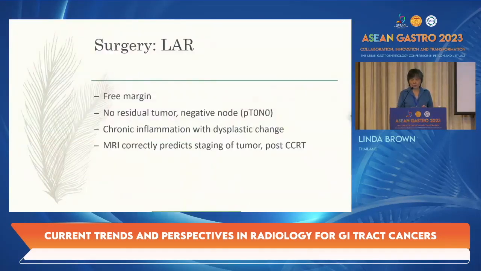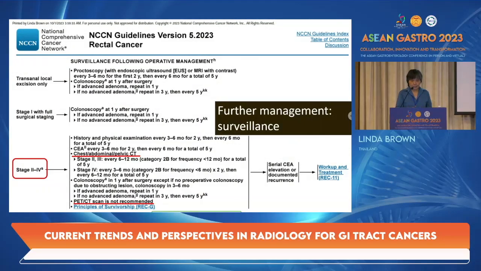In this case, we performed a low anterior resection and again confirmed that there is no residual tumor left. It's pT0N0. The tissue only reveals inflammation and dysplasia. And in this particular case, further management is surveillance. Surveillance is usually CT chest and abdomen. PET CT is not recommended. We would do it when we are suspicious of metastasis that is not so clear or equivocal on CT.